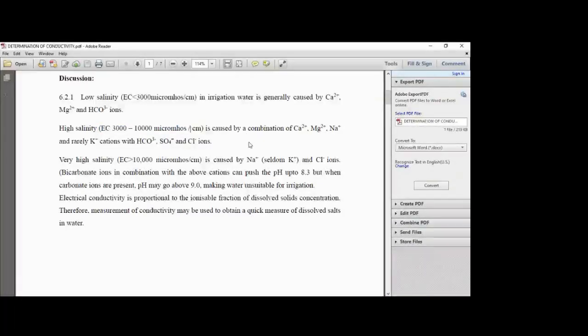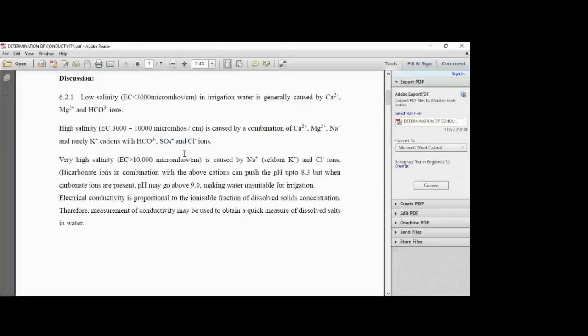per centimeter, that particular sample is said to be a high saline sample, or is said to have a high salinity. And here, apart from Ca2+, Mg2+, and bicarbonate ions, the salinity is because of Na+, K+ cations, and also because of SO4 and Cl- ions. So it can be because of NaCl, or because of KCl. It can be because of magnesium sulfate, or because of calcium chloride.